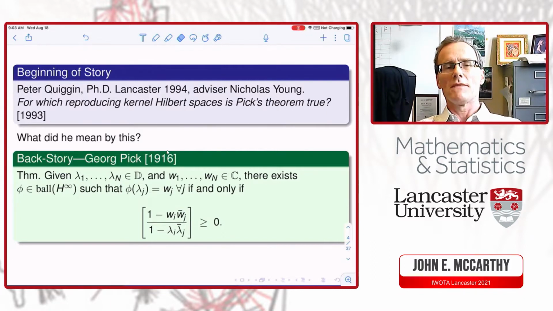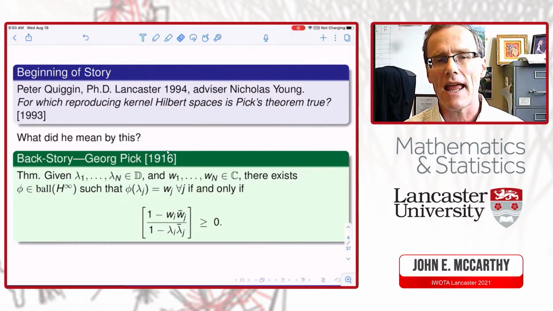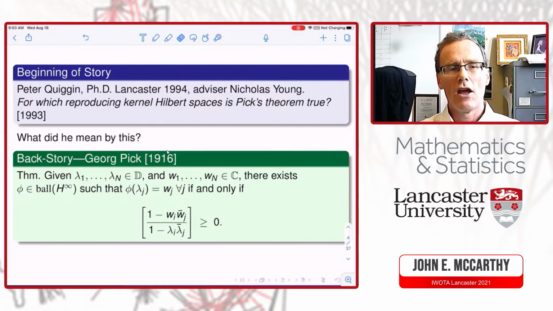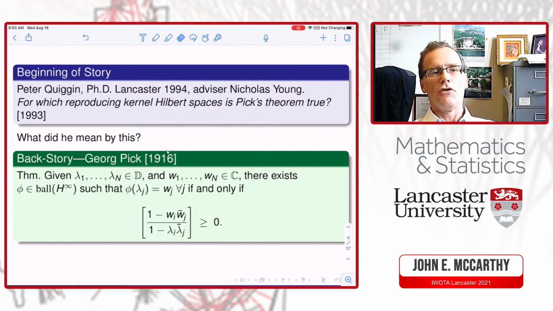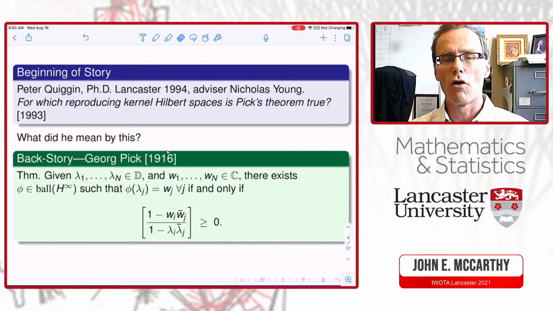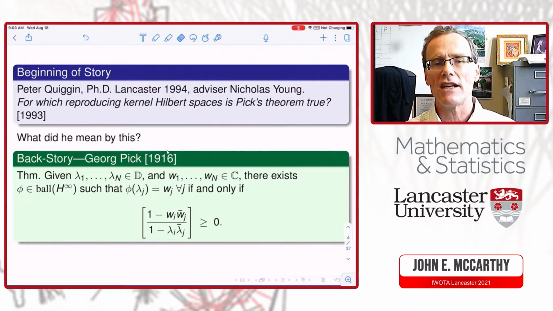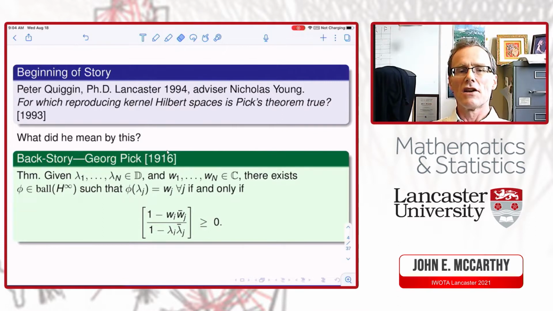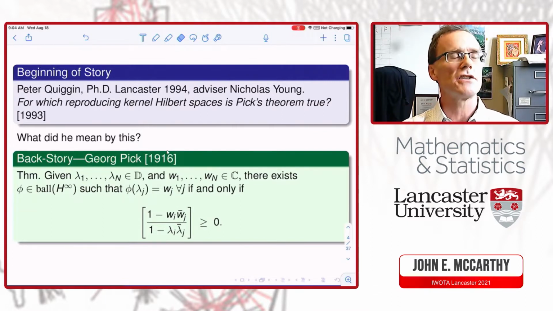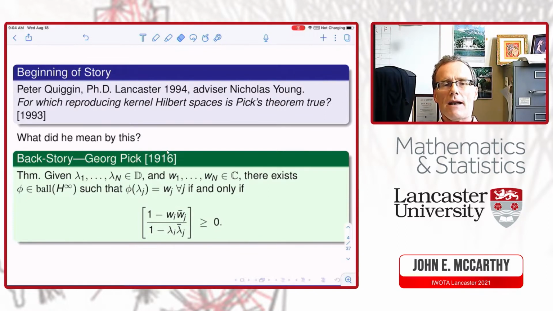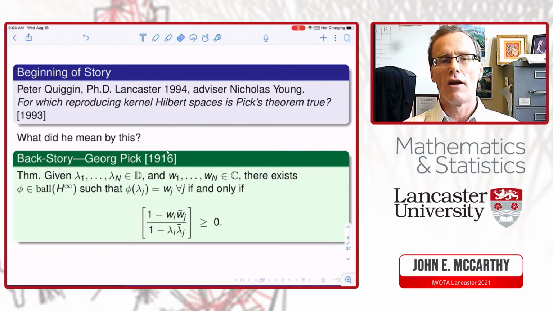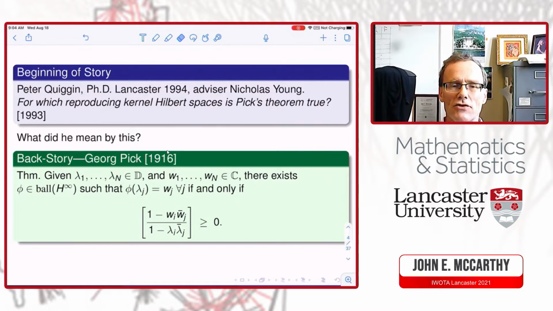So the question then becomes, given points lambda 1 through lambda n and w1 through wn, when can you find a function that maps the disk to itself? That's the same as saying it's in the unit ball of H infinity, which is holomorphic, and it sends lambda j to wj for every j. And Pick gave a complete answer, namely you look at the n by n matrix, the so-called Pick matrix, (1 minus wi wj bar) divided by (1 minus lambda i lambda j bar), and that needs to be a positive semi-definite matrix. All its eigenvalues have to be greater than or equal to 0.